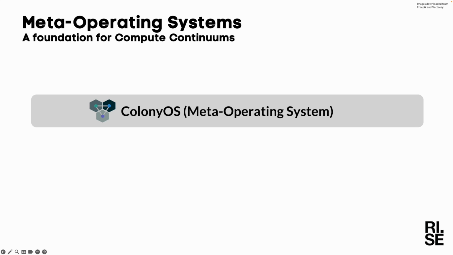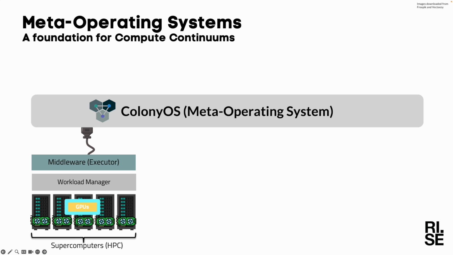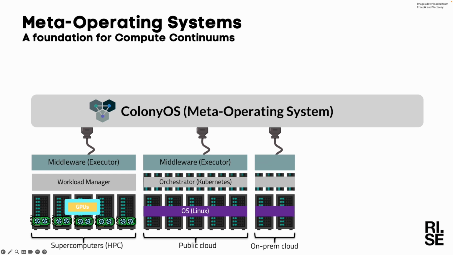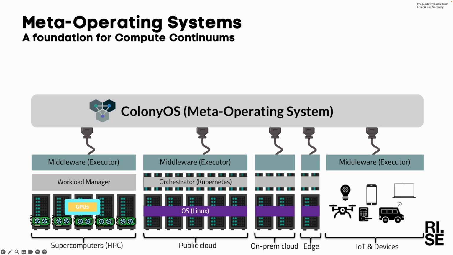Suppose you need a supercomputer to train a machine learning model. You can then contact us, and we can help you apply for access to our EuroHPC system, like the Lumi supercomputer. If the application is approved, the Lumi system can seamlessly be connected to your personal continuum. And if you need a public cloud, you can easily connect it too. The same applies if you have a local compute server under your desktop. RISE is also providing a testbed for edge computing, which can be connected to ColonyOS. You can also use ColonyOS to manage and control IoT devices.